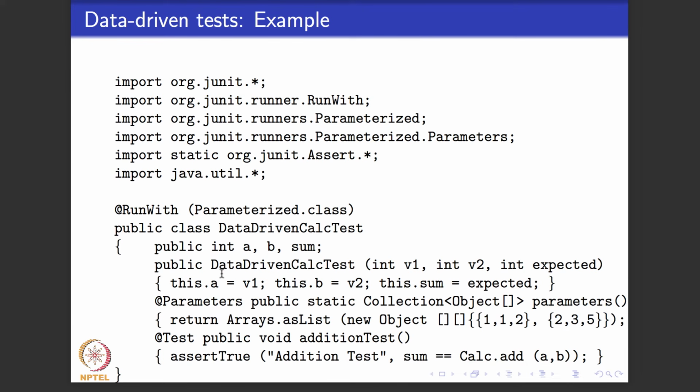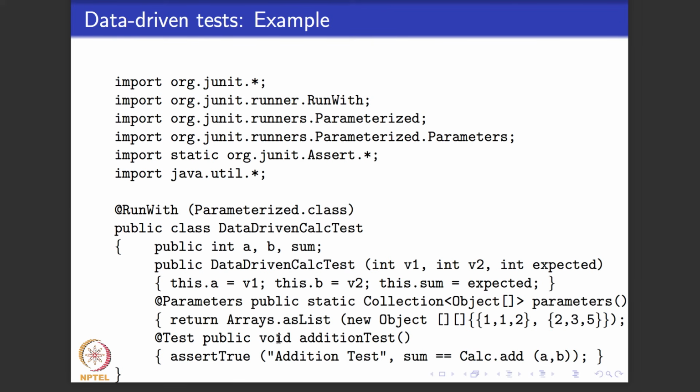So how does this work? If you see, this dot A is equal to V1 and this dot B is equal to V2. These are the variables that I use to pass the actual parameters, right? And then the expected result is stored in this dot sum.